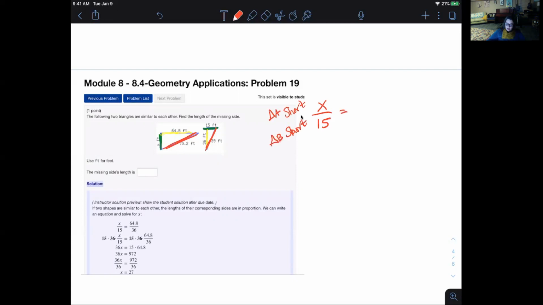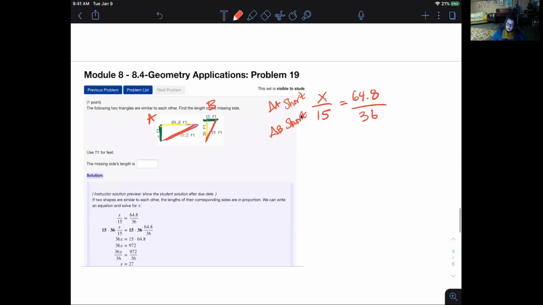And then we want to do the corresponding sides. So if we have 64.8 on our triangle A, over 36, which is the corresponding yellow length on triangle B, then that's our proportion, how it's set up.